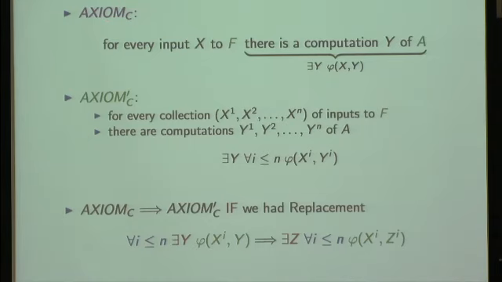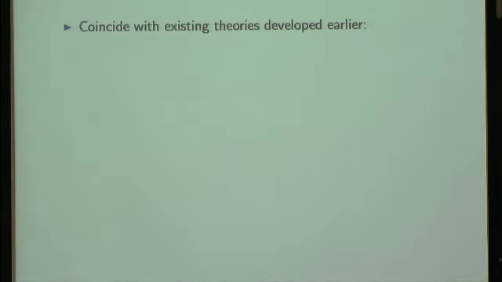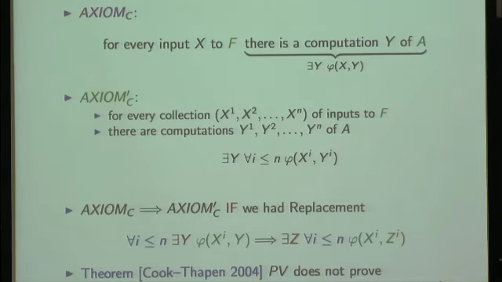But the thing is that we don't have this axiom, and this is a result due to Cook and Tappan. They show that the theory PV for polyterm does not prove this kind of axiom scheme unless something happens. Okay, so that's why we have to go to the pain of dealing with this kind of axiom and working with a harder proof.